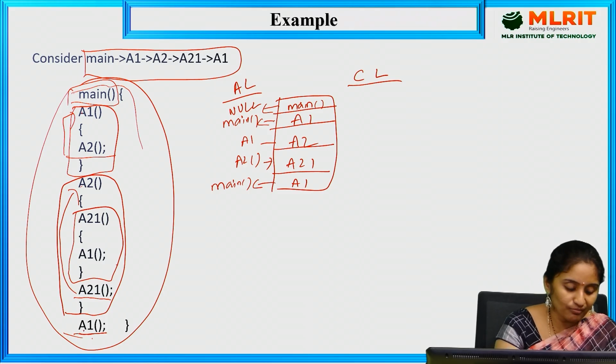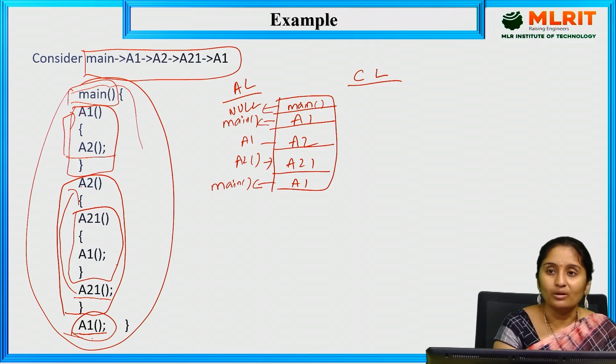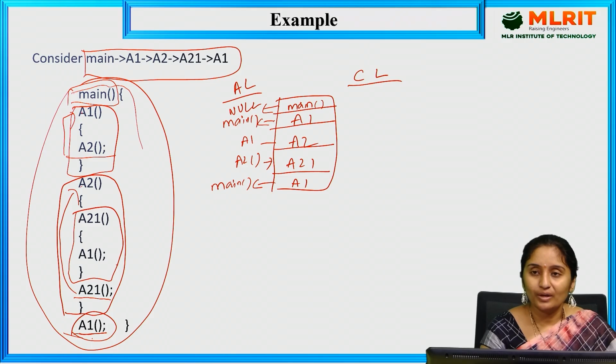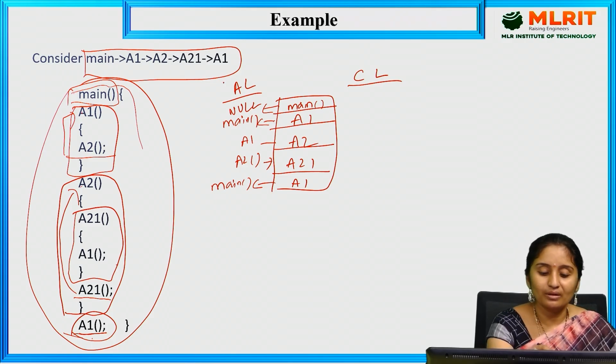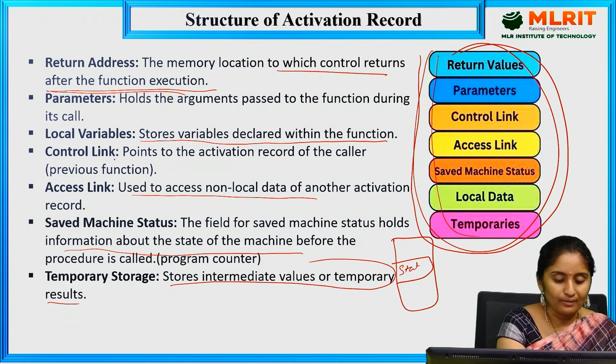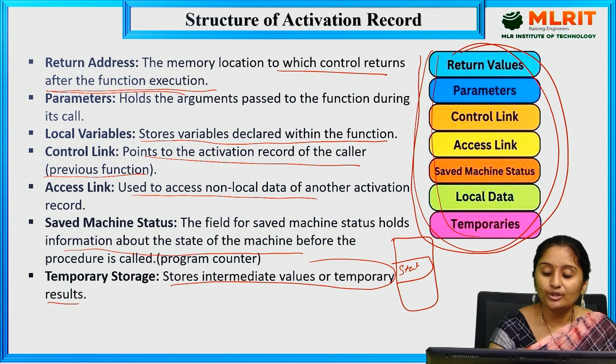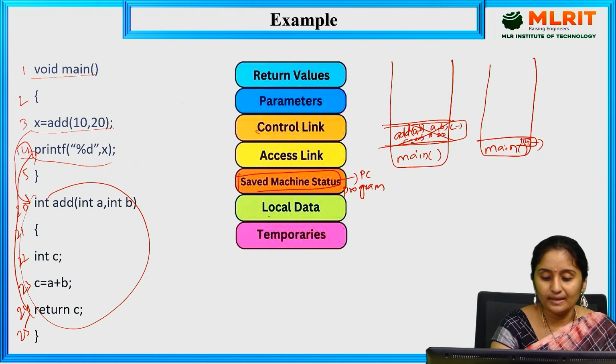So the access link is this: in which definition is the function call done? In which definition are we going to call this A1 function call, or A21, or A2, or A1, or main? It is another activation record. The non-local data in another activation record is what we call the access link. The next one is the control link. The control link points to the activation record of the caller function, nothing but the previous function that we call here.